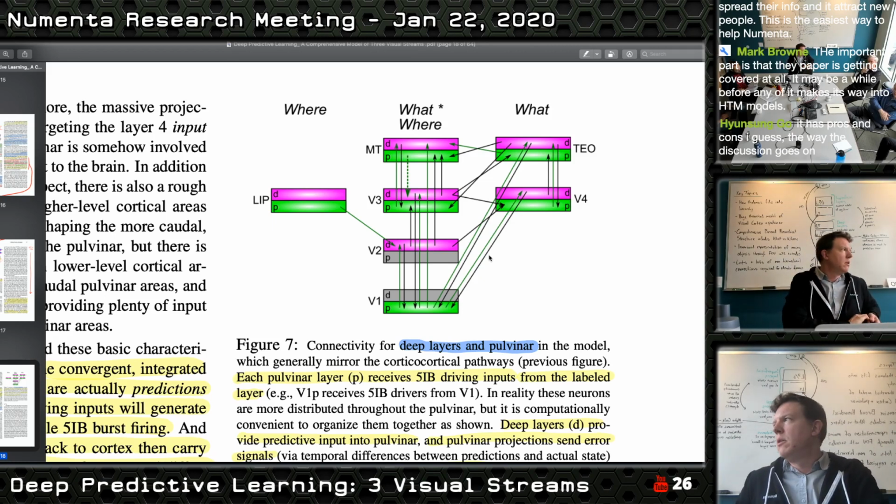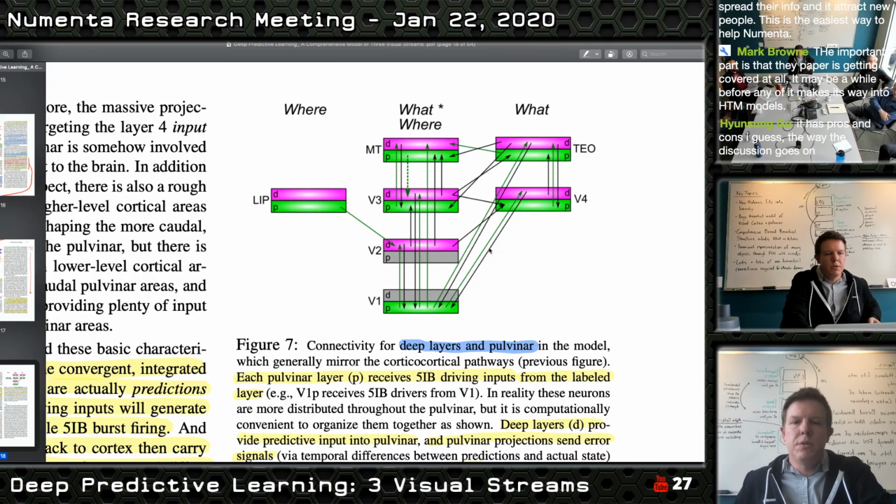My point is, if I look at the LIP region there, is that the specific part of the pulvinar associated with LIP, or are they saying this is just pulvinar in general, and the pulvinar in general is getting input from all the different regions and projecting back to all the different regions? I think it's the specific model for the pulvinar associated with LIP. So that's interesting that they would label it that way.